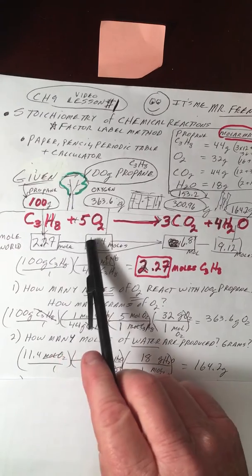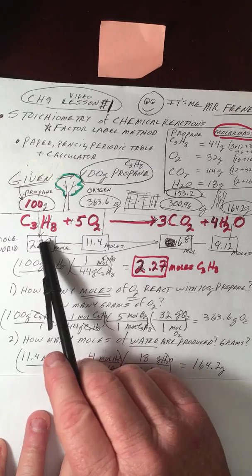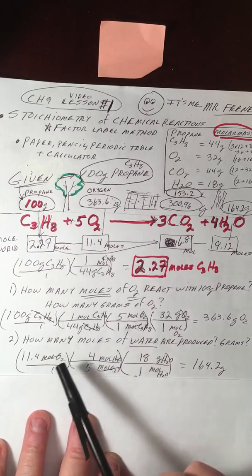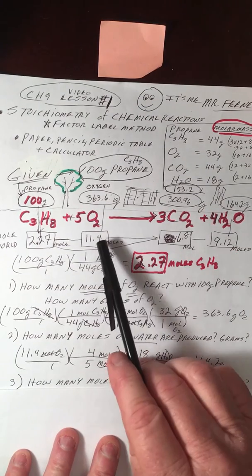I can go from here to here, from here to here. I can go anywhere I want. So they want moles of water, so I'm going to go all the way over to here. There we go. Let's try it. I'll start with this one. I'll go from here to here.